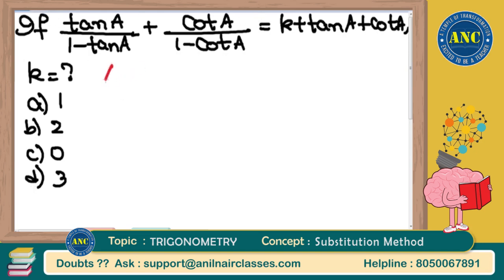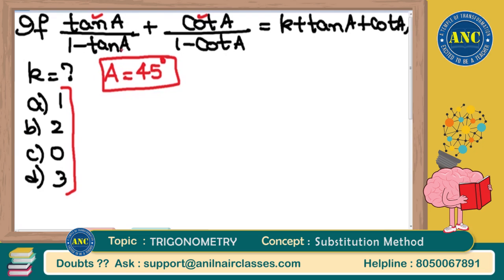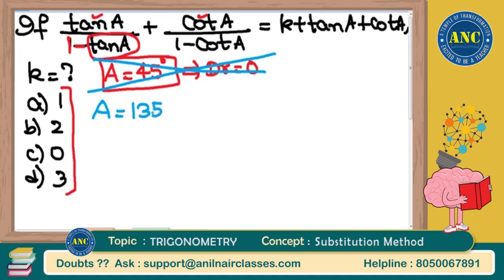Now think logically. I told you that if the answer options are numerical values, the best value to substitute for tan and cot is 45 degrees. But if I put 45 degrees here, tan 45 becomes 1, and 1 minus 1 makes the denominator 0. Anything divided by 0 is infinite, so I will not use A as 45. Rather, the other value to substitute for tan and cot is 135. Use it, and your answer is over.